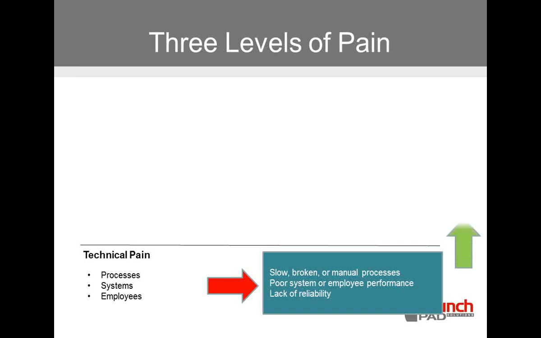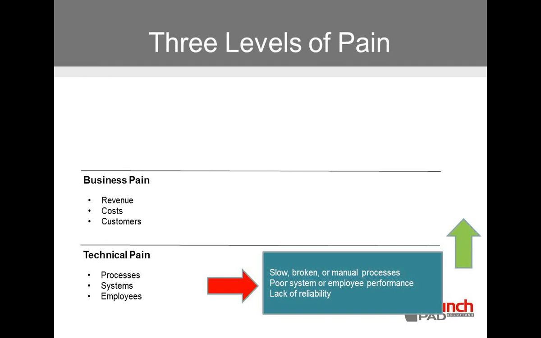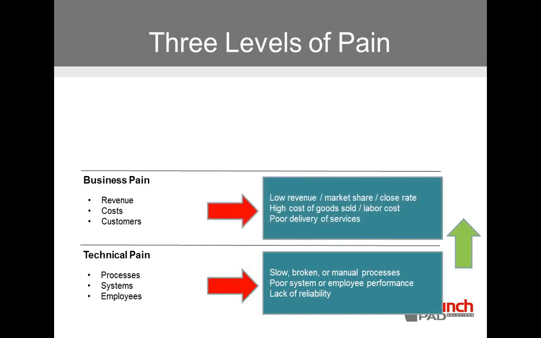So those are areas where technical pain exists, and when that begins to occur, that will work its way up and create business pain. And this is where challenges and negative impacts start to occur in areas like revenue, costs, customers, delivery of services. Some examples here could be low revenue, decreased market share, close rate, high cost of goods sold, high labor costs. There's a number of different areas of costs: high inventory costs, materials costs, poor delivery of services.